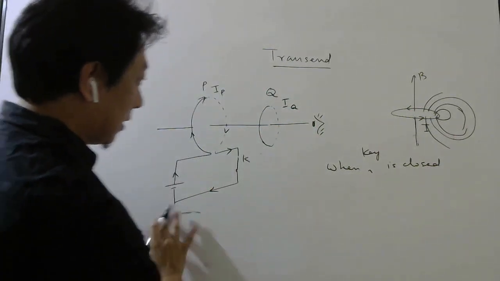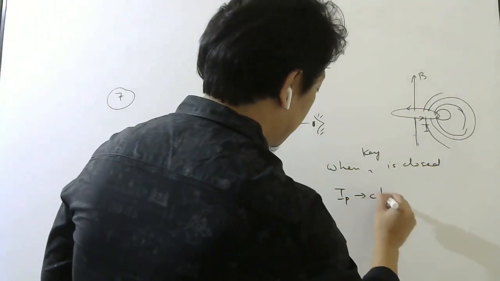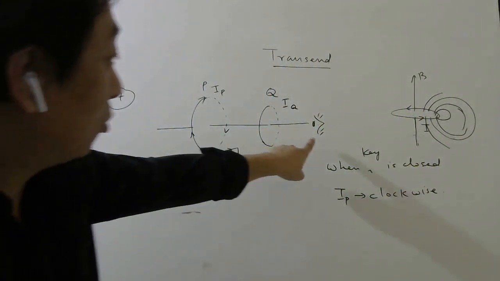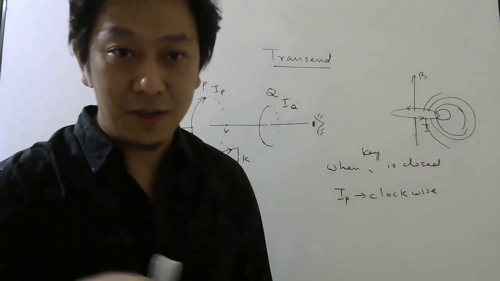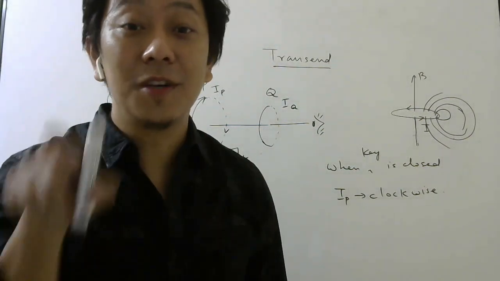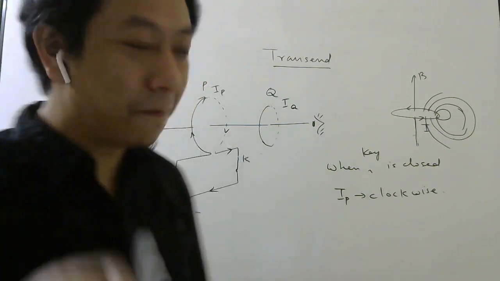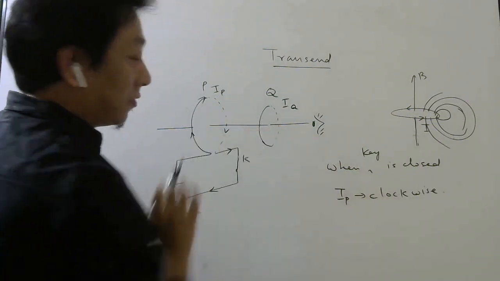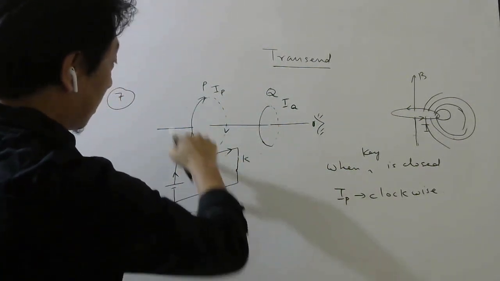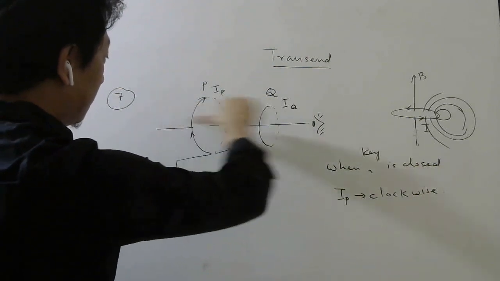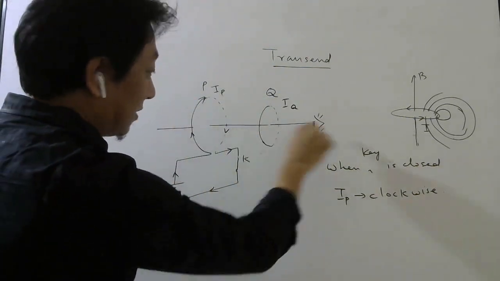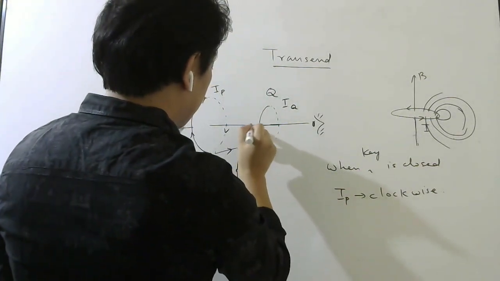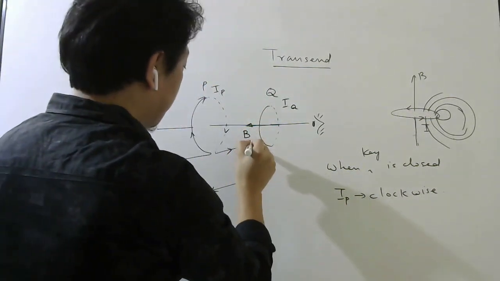So IP is clockwise. Whenever you say clockwise or anti-clockwise, it has to be with respect to the observer, because I have told you in class, for me this may be anti-clockwise, for you it is clockwise. Now when it was open, there was no magnetic field here. The moment you close, there is current here, so there will be a magnetic field like this, along the axis only. This is the magnetic field produced by P.